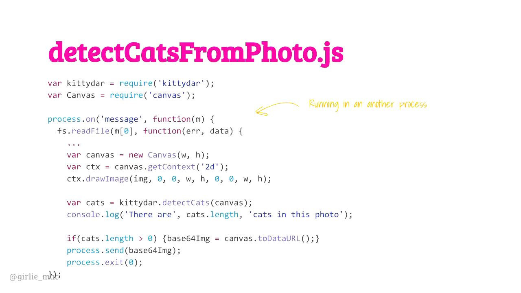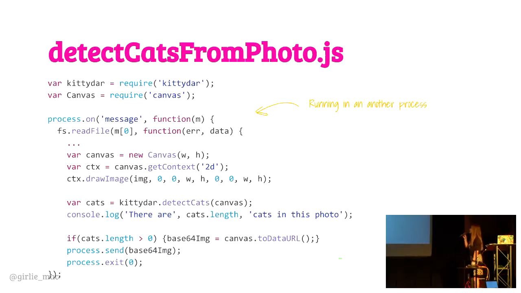That's really not the entire code, it's just part of it. But basically, what it does is you need Kittydar and canvas. I'm using Node Canvas here, creating a canvas object from the JPEG image and detecting a cat. Once a cat is detected, so cat.length is larger than 0, it's kind of funny, I send this base64 to the cloud.